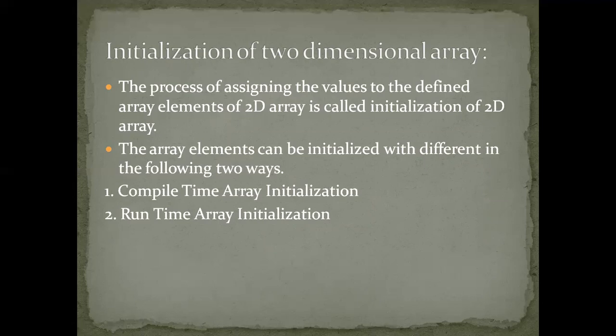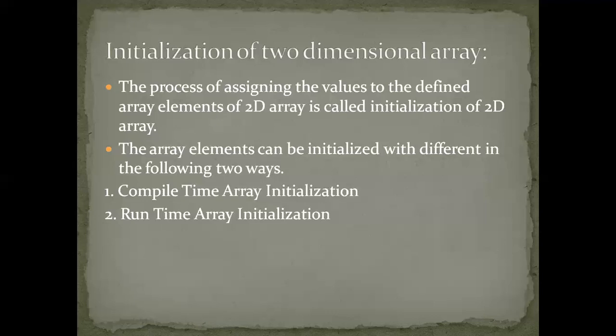So here we are going to assign the value to what? Two-dimensional array. The array elements can be initialized in the following two ways. There are two ways with respect to one-dimensional as well. What are the two ways? One is compile time array initialization and the other is runtime array initialization.